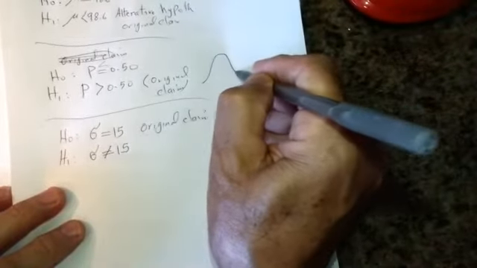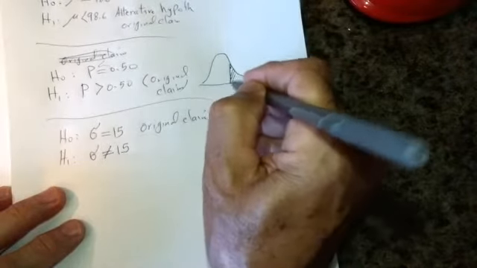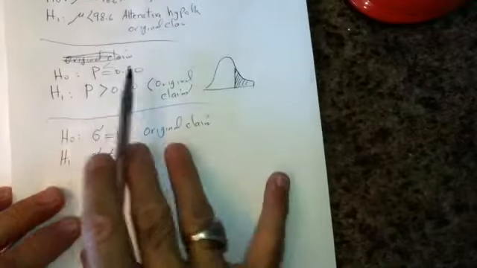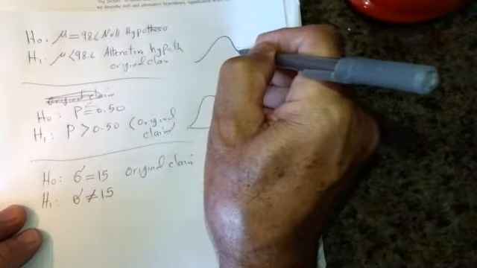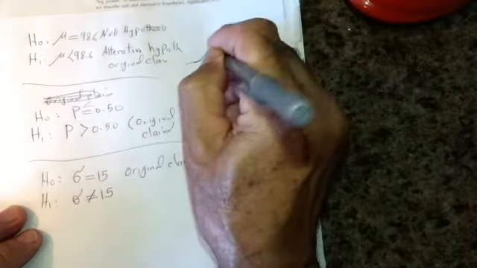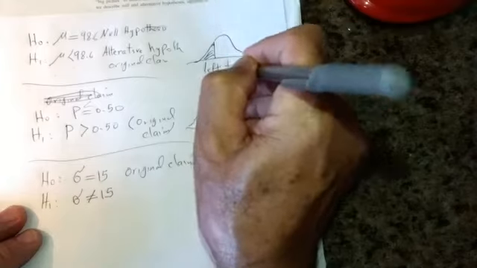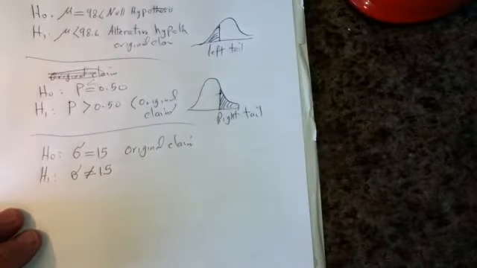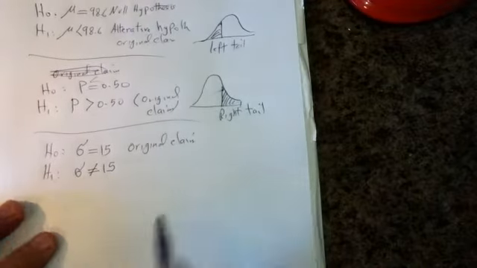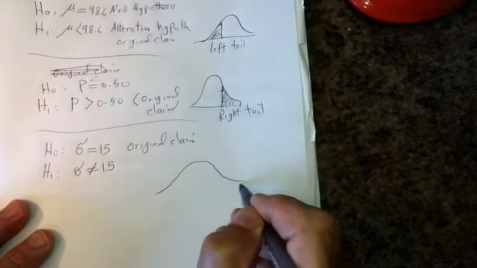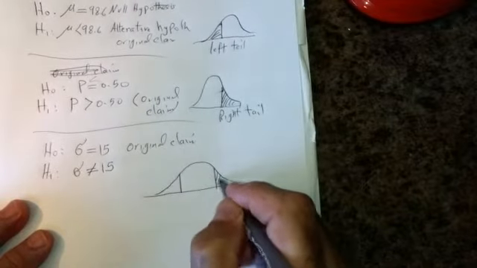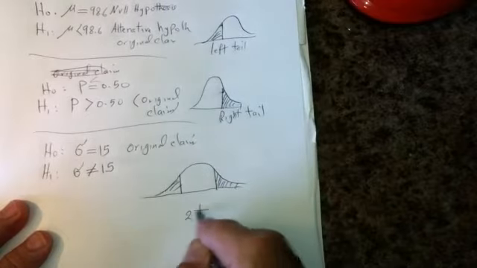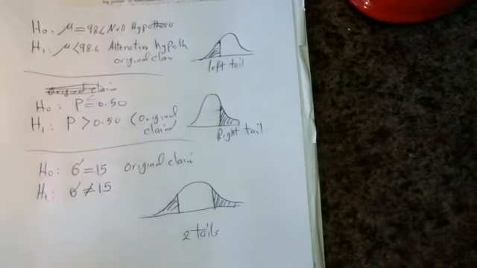Now, in case H1 said greater, we always deal with one tail, and it is the right tail, because it has a greater sign. In case H1 is less, then it is the left tail. One tail and left tail, this is the right tail. So what determines whether it's left tail, right tail, or two tails is H1. If H1 is not equal, that means whether it's not equal or equal, it is always two tails.